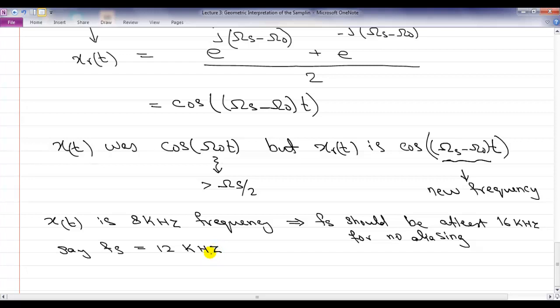And the reconstructed sinusoid that I get, instead of being at 8 kilohertz, will be at what frequency? It will be at fs minus f0, equal to 12 minus 8 kilohertz, which is 4 kilohertz. So the 8 kilohertz frequency that you started with will appear as if it was present at 4 kilohertz. That is what aliasing means. Higher frequencies are going to masquerade as lower frequencies.